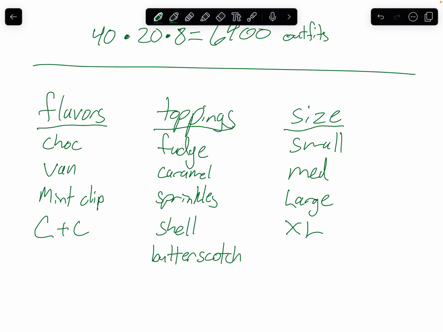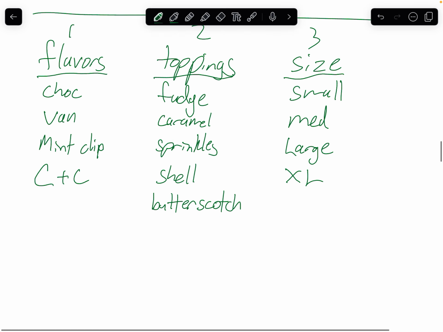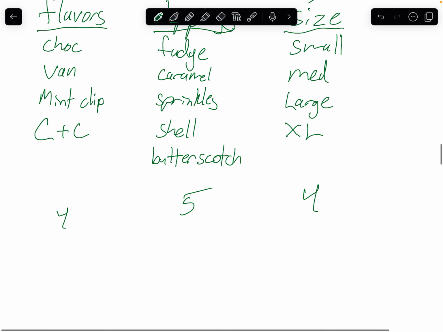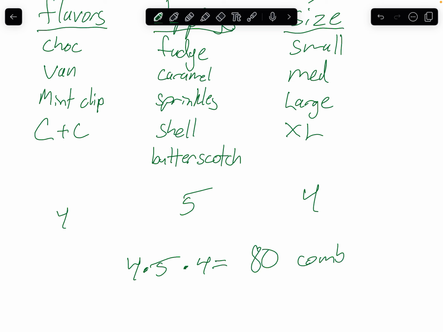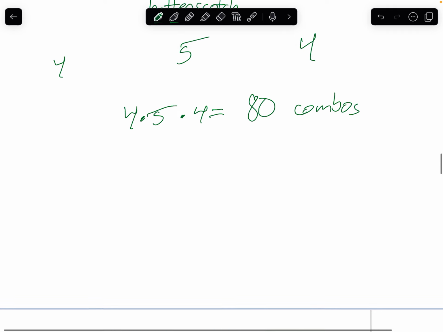Okay. If we want to figure out how many possible combinations we could have here, we need to first figure out how many possible outcomes there are for each event. Okay, so we have event 1, 2, and 3. Think about how many outcomes are there for event 1. Of course, there are 4. For event 2, there are 5. And for event 3, 4 again. Okay, so we want to figure out how many possible combinations there are. We would do 4 times 5 times 4. We would end up with 80 combinations. Okay.